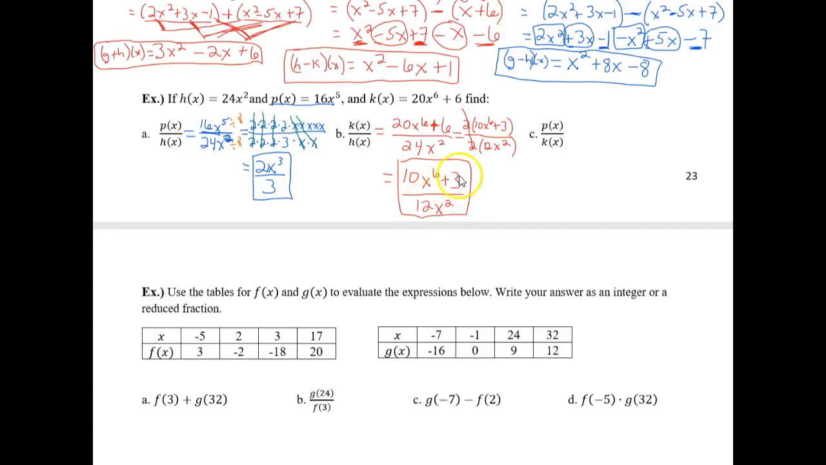The 3 doesn't have a 2. It's not common to everything. And the 10 doesn't have a 3. I can only divide out common factors, so it has to go into every single term. And this plus makes a new term that doesn't have those common factors. Try the next example.